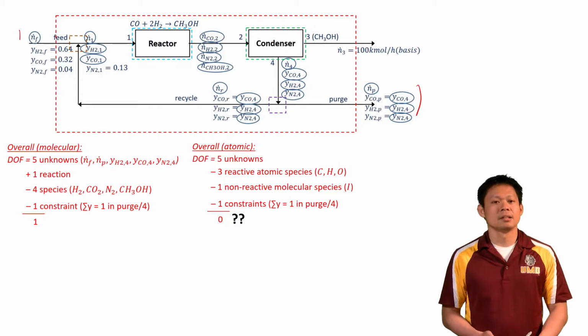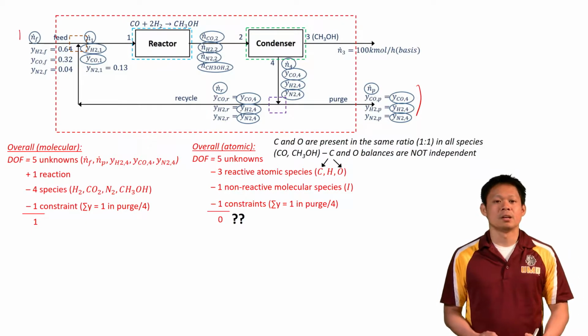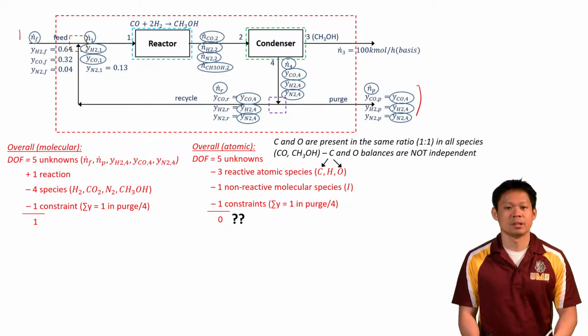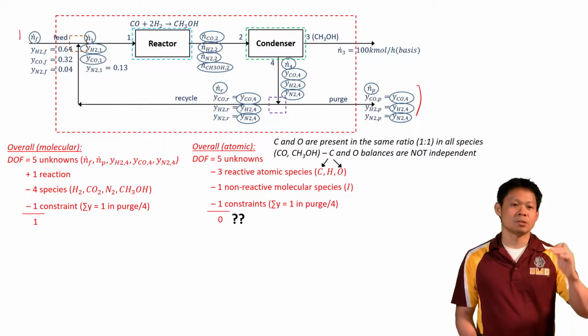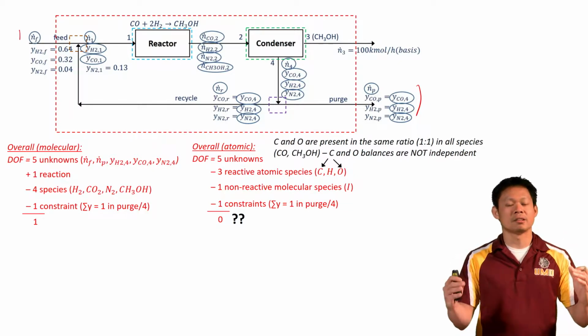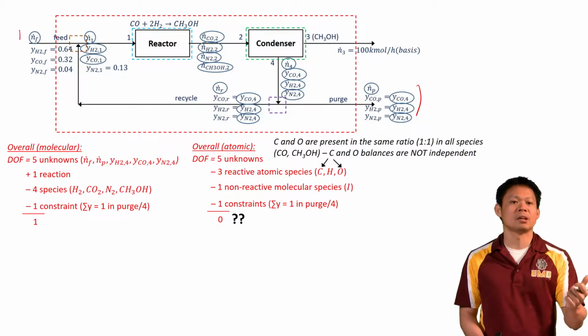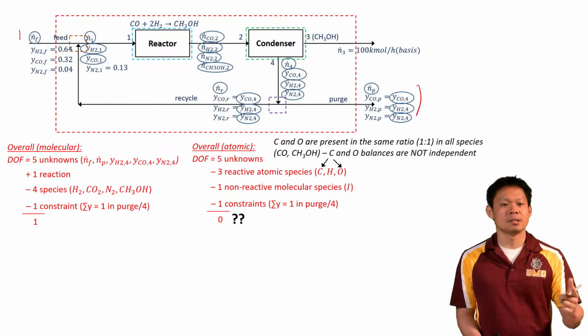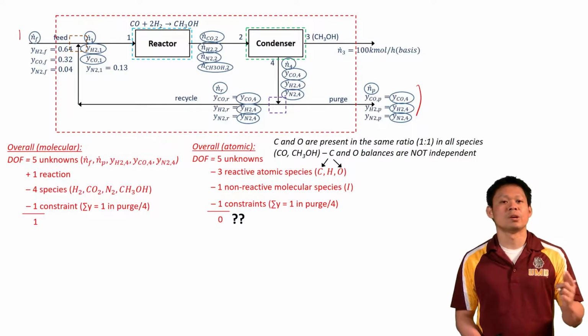In this case, you can actually see what's going on, which is that carbon and oxygen are present in the same ratio in all the species. If you look through all the species where carbon and oxygen appear, they appear in carbon monoxide and in methanol. In both of these species, they are in the same ratio of 1 to 1.